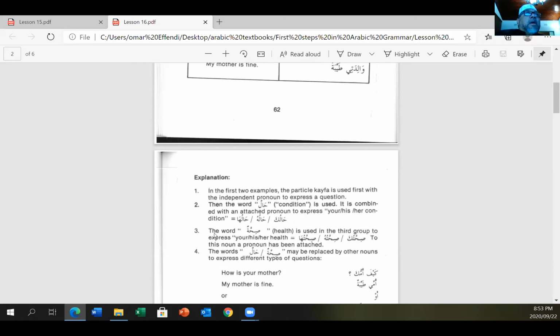Righto. The word sihatun, see there? Sihatun, health, is used in the third group to express your, his, or her health, right? Sihatuha. Can you see that? Remember when I said, see, sihatun is a feminine word here? But when you now add the pronoun on there, as we had said, remember, then that ta marbuta turns to a ta maftuha, meaning an open ta, a flat ta. So therefore it becomes sihatuha, sihatuhu, sihatuka. See there? The ka, the hu, and the ha are being added as your attached pronouns. To this noun, a pronoun has been attached, right?